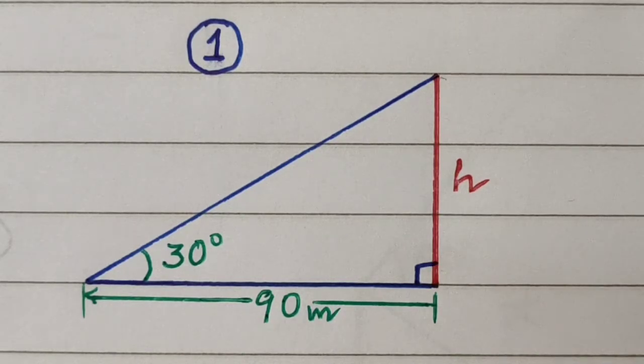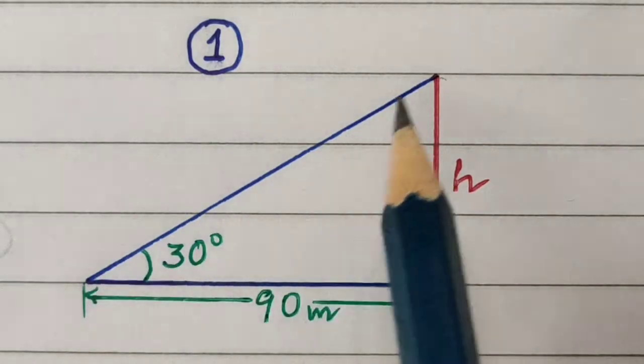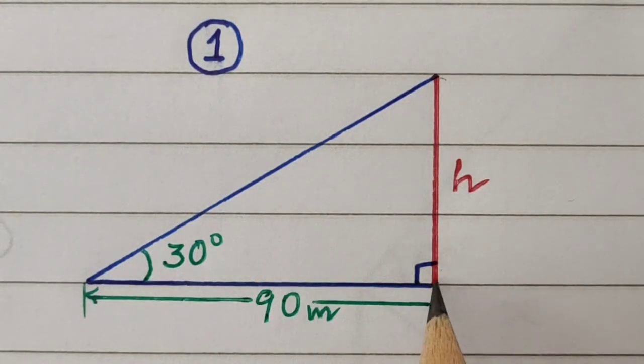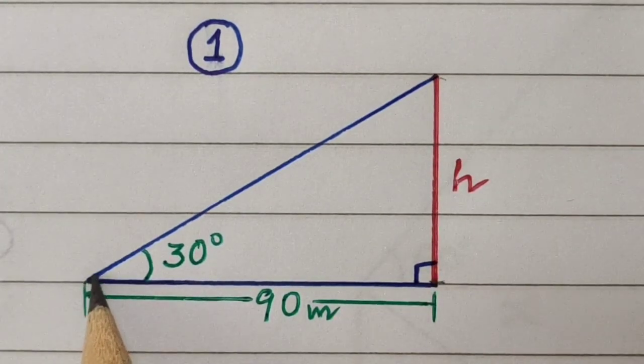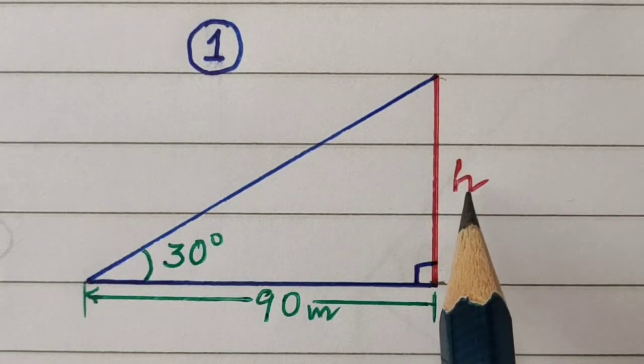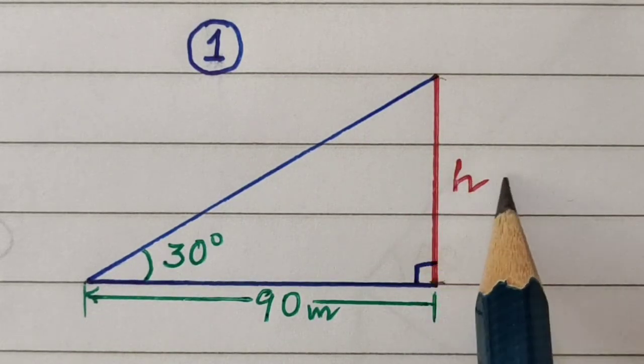The angle of elevation from the horizontal plane is 30 degrees. This is the elevation, 30 degrees. This elevation is there from a distance of 90 meters from the tower. The angle of elevation is 30 degrees. We need to find out the height h.